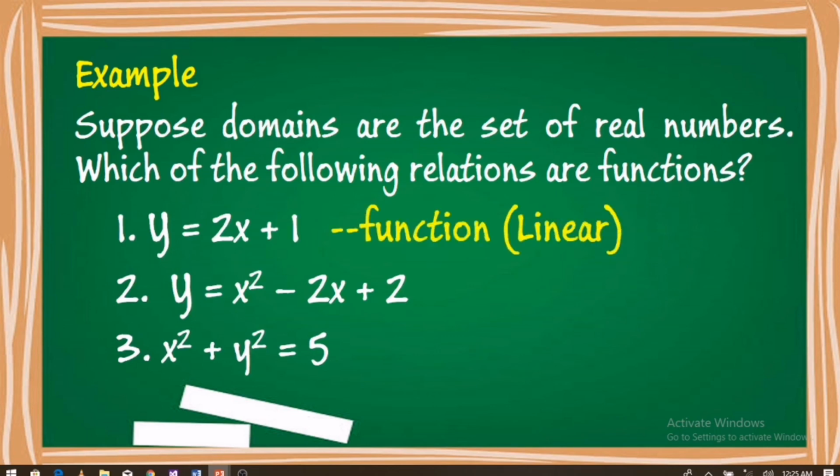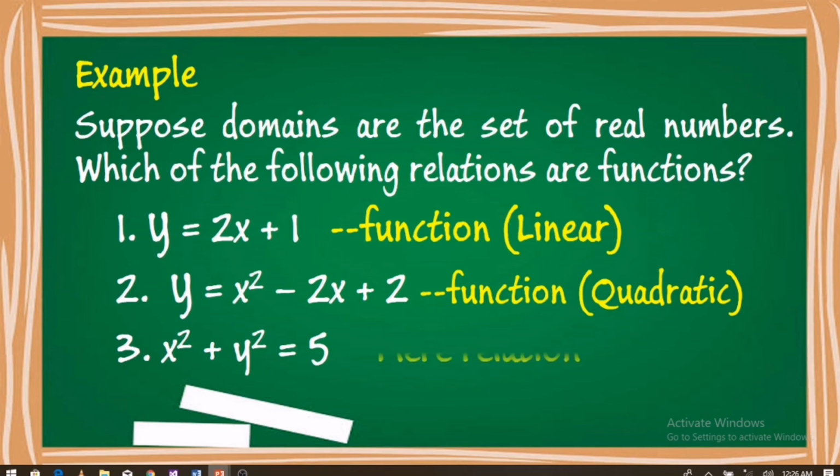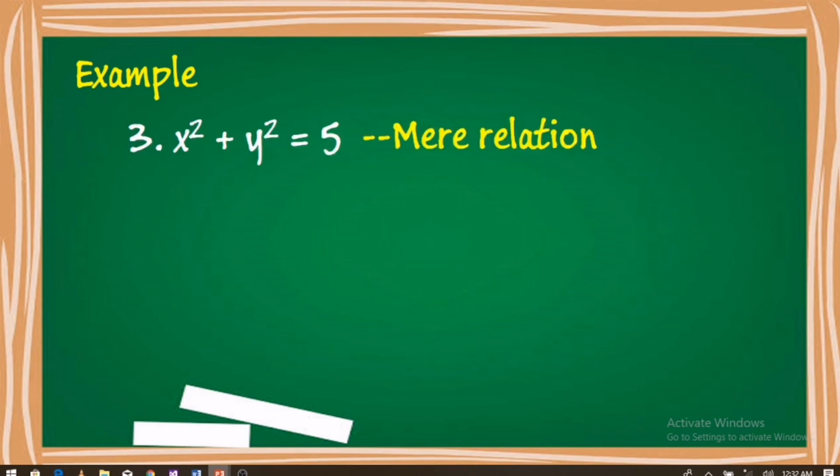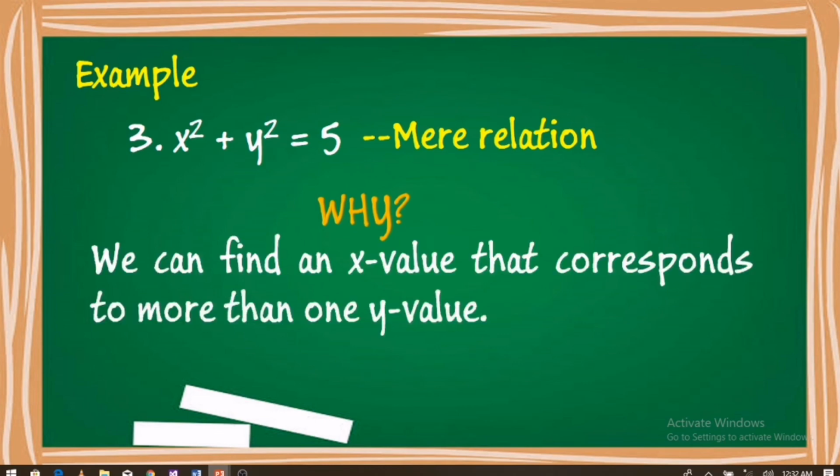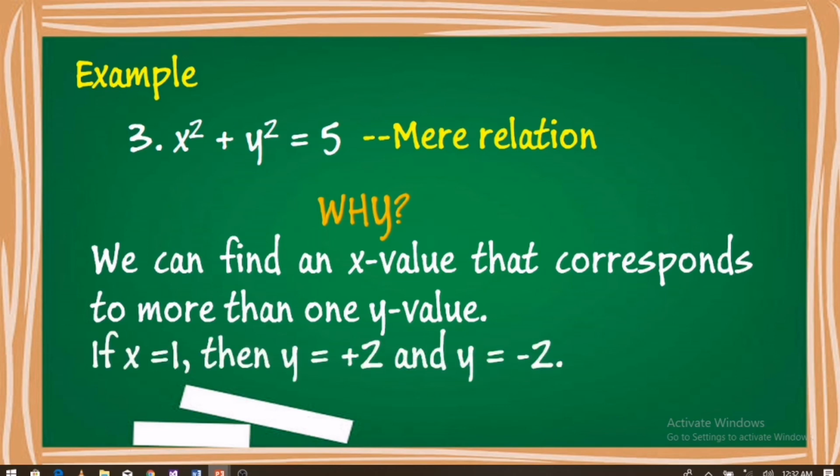Number 1 is a function, a linear function. Number 2 is also a function, a quadratic function. Number 3 is just a mere relation. Why is number 3 just a mere relation? We can find an x value that corresponds to more than one y value. For example, if x is equal to 1, then y is equal to either positive 2 or negative 2.